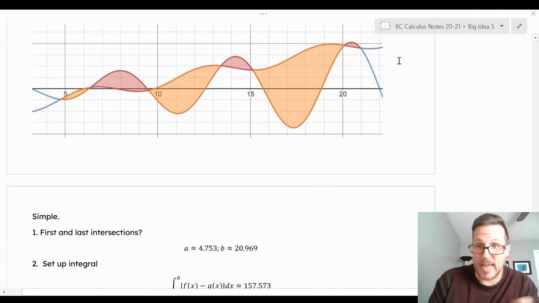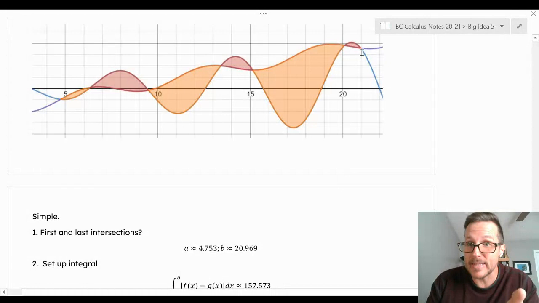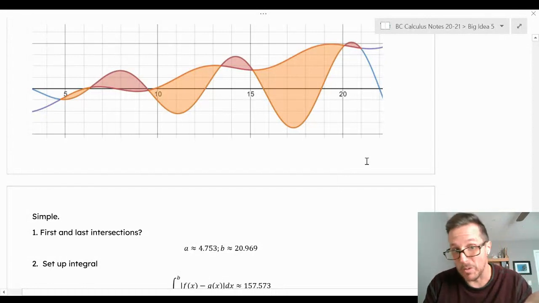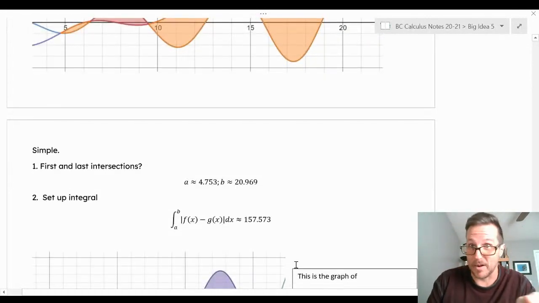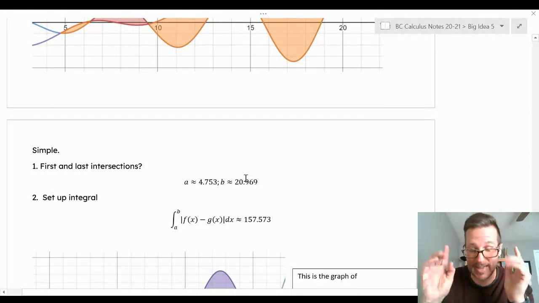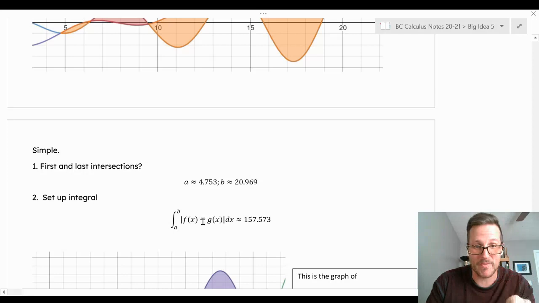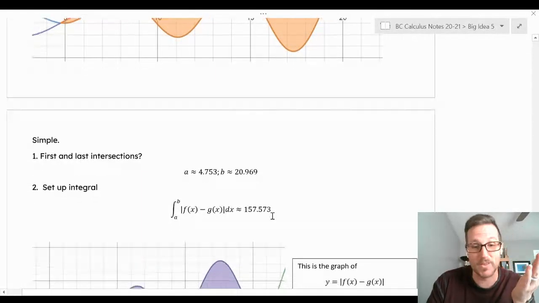I get the first and last intersections, right? So that first intersection over here, which is 4.7-ish. The last intersection, which is almost 21, right? You want to take care of using as many decimals as you get. Setting up the integral, just integrate from that first intersection to the last intersection of the absolute value of the difference between f minus g, and it gives it to me. There it is. Boom. I bet you didn't know it was 157.573. Bet you didn't. Well, it is.